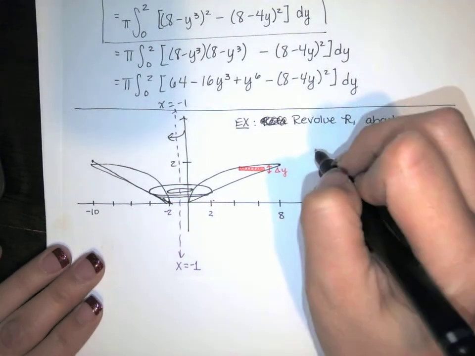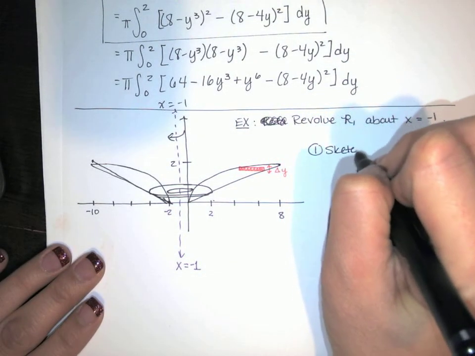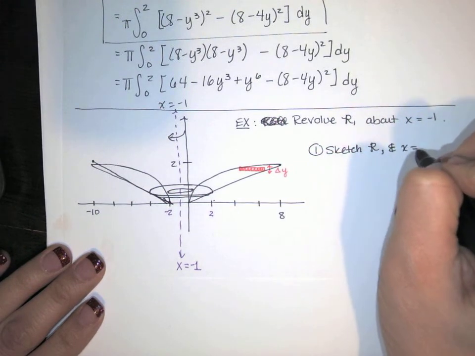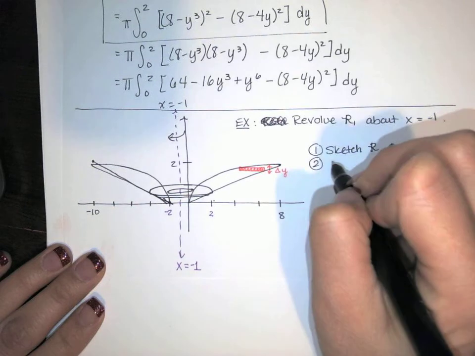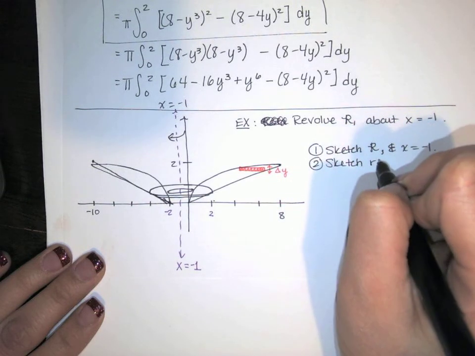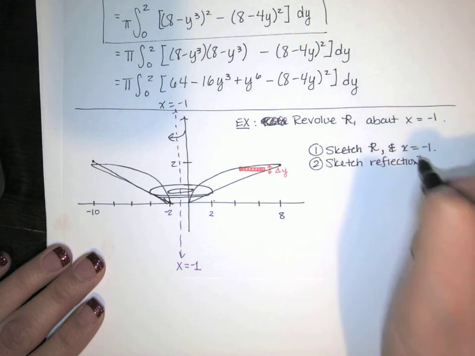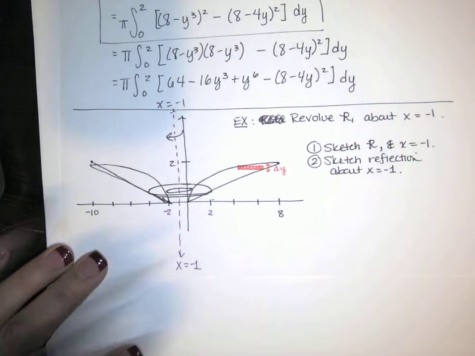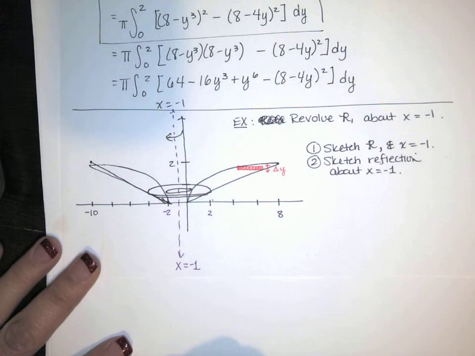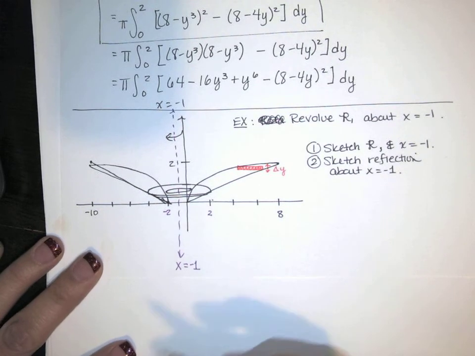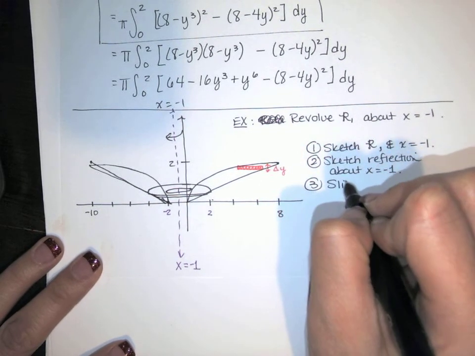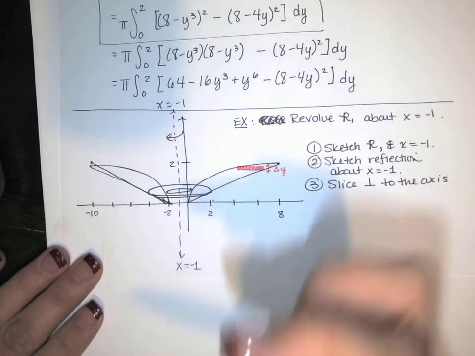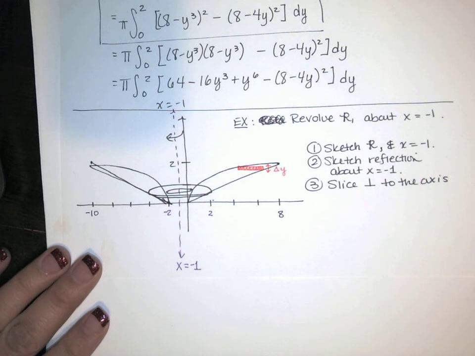So what did we do? Sketch the region. And of course, you want to also sketch the axis. And then sketch a reflection about that line. Okay, you do the best you can. It doesn't have to be perfect, but just try to get the right idea. And then you want to slice perpendicular to the axis. Always perpendicular, because when we do, we're going to get discs or washers.